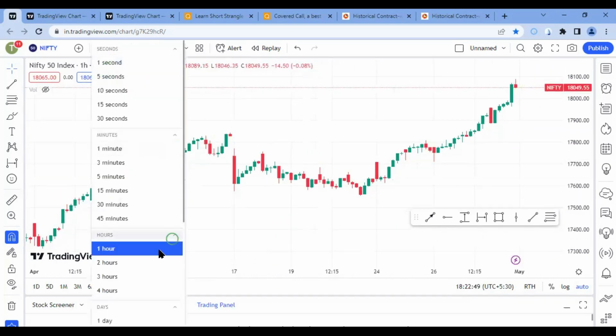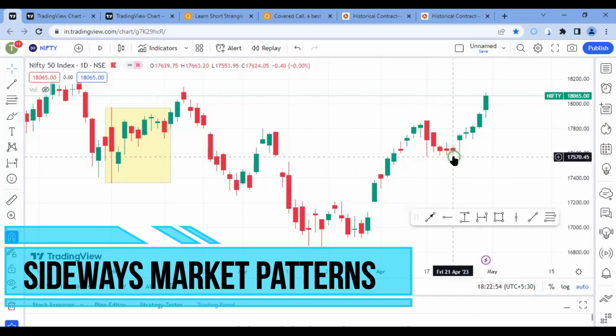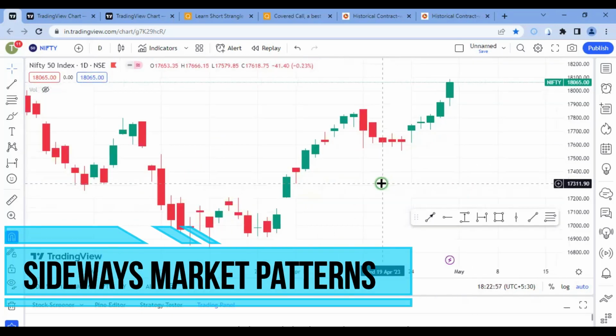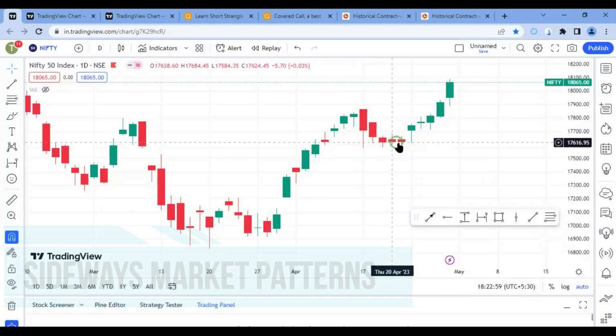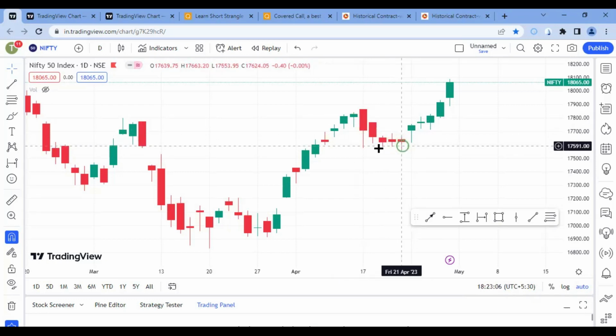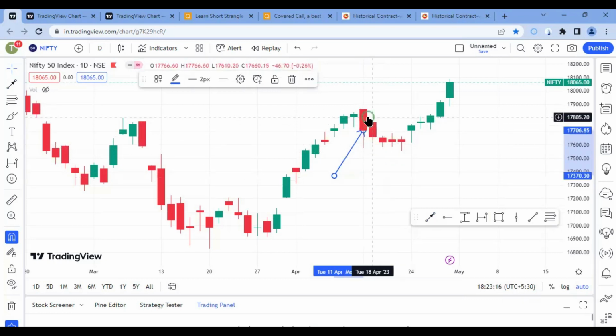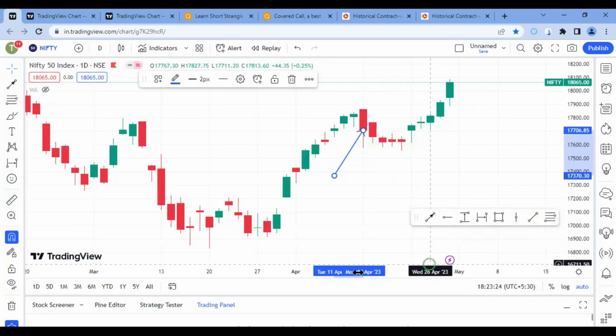So let's talk about this particular area on the daily time frame. Now we'll look at the different patterns that get formed during the sideways market. So this is one pattern. Here you can see almost 5 to 6 sessions the Nifty was trading sideways, with very small candles getting formed. This pattern is called an inside bar. Here you have the first candle, which is the mother candle, a big candle. Then the next candles are formed within the high and low of the first candle. So this is called the inside bar pattern.